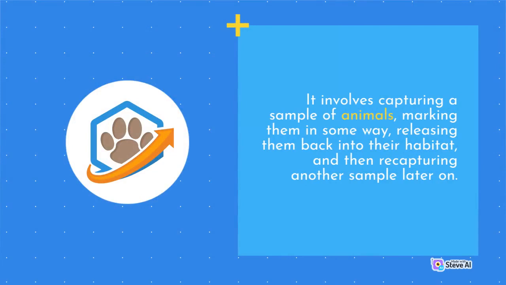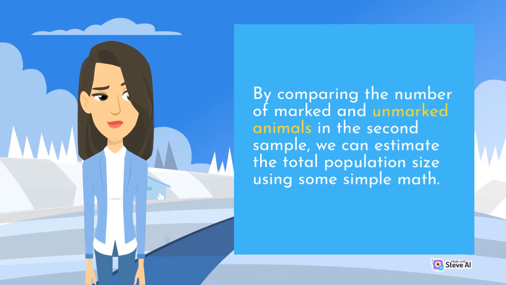It involves capturing a sample of animals, marking them in some way, releasing them back into their habitat, and then recapturing another sample later on. By comparing the number of marked and unmarked animals in the second sample, we can estimate the total population size using some simple math.